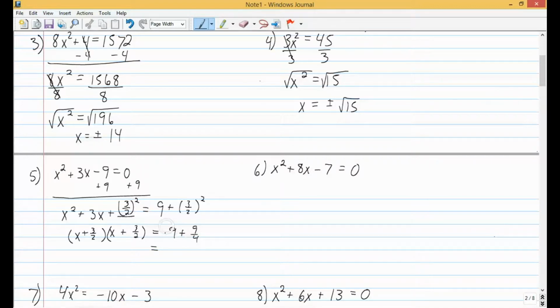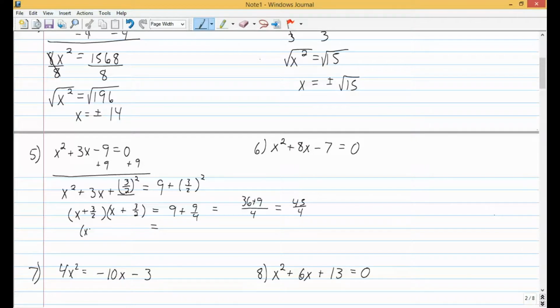Alright, and so to add 9 and 9/4 together, we need to get a common denominator. That common denominator is going to have to be a 4, right, because this doesn't have a denominator. To get the number that you would put on top here with a 4, you say 4 times 9, that's 36, plus 9. You can make 2 fractions, but it's quicker sometimes just to make 1 fraction like that. And so that's 45/4. So I have x plus 3/2 squared equals 45/4.